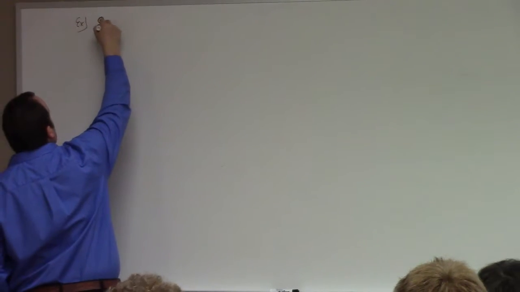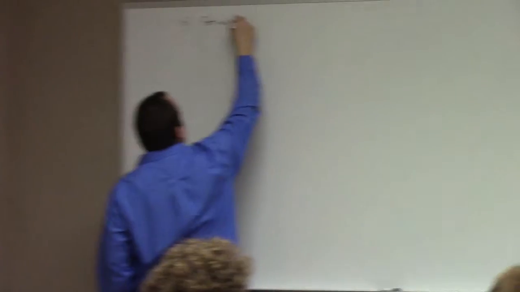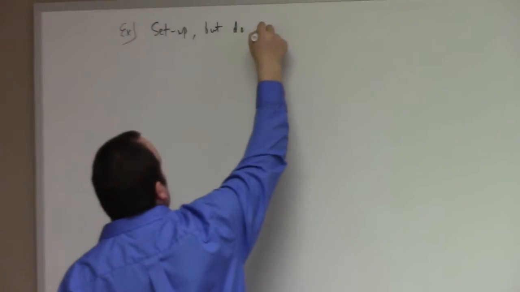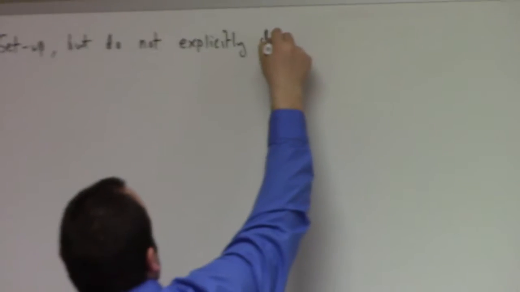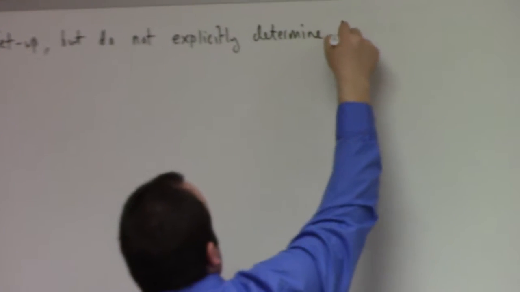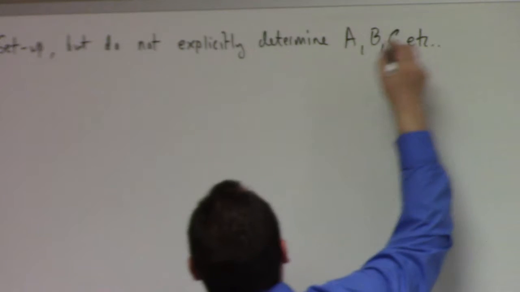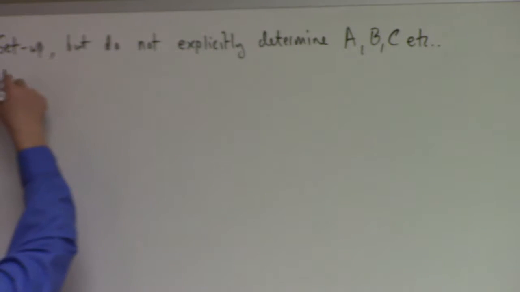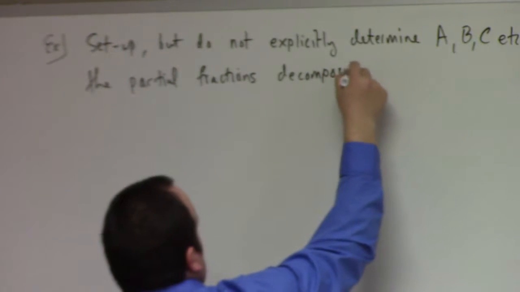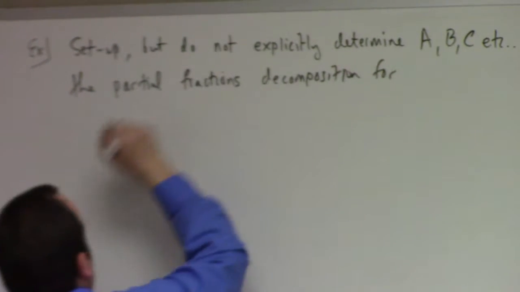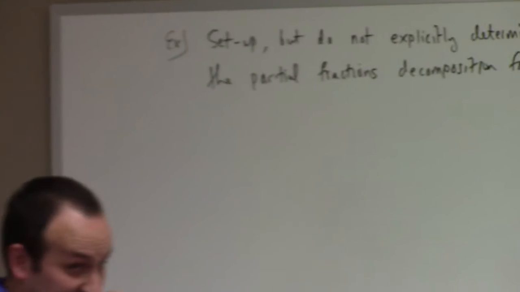All right, so let's see here. Another example. Let me start out with a setup, but do not explicitly determine A, B, C, etc. The partial fractions decomposition for. And it's really important that you understand my instructions on the test.